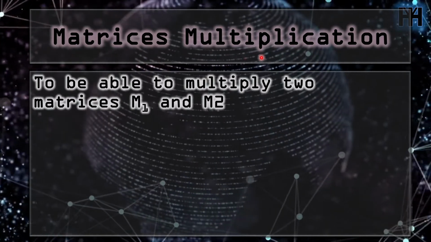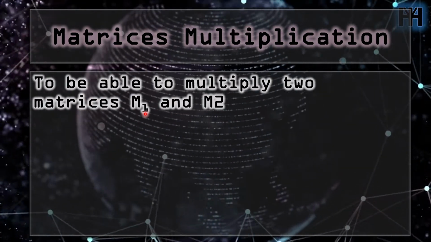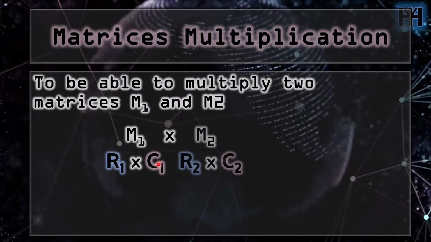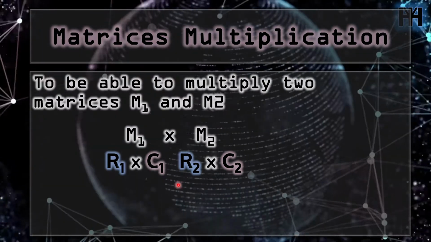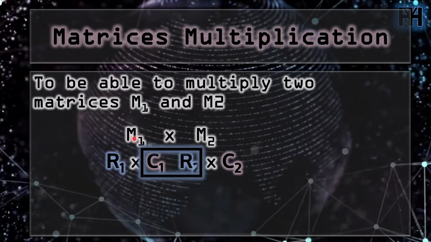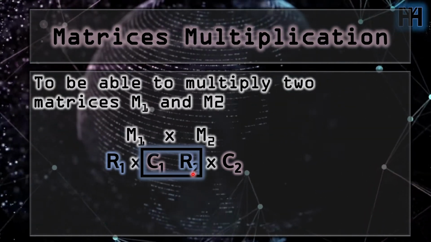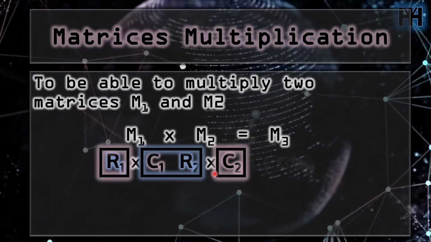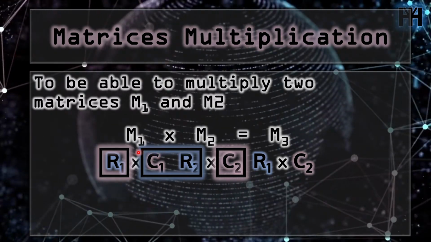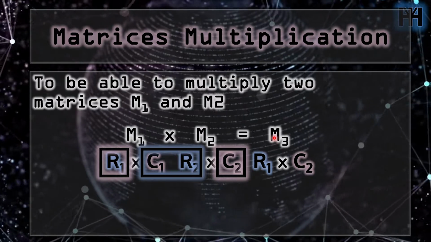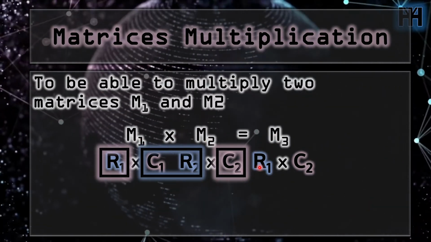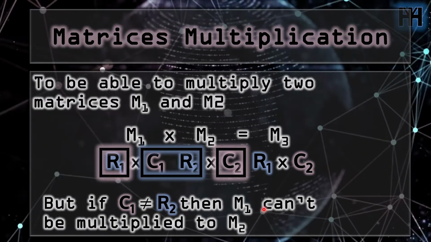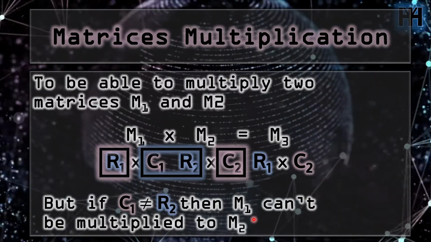Matrix multiplication. To be able to multiply two matrices, M1 and M2, let's see here. We have M1, row 1 multiply column 1, and M2, which has row 2 multiply column 2. In order to be able to multiply these two matrices, column 1 of M1 and row 2 of M2 must be equal to each other. And so the result will be row 1 and column 2. The inner must be equal to each other, and the result of the multiplication will be the outer. So M3, the result of multiplying M1 and M2, will be row 1 multiply column 2. But what if C1 is not equal to R2? Then M1 cannot be multiplied to M2. The multiplication cannot take place.